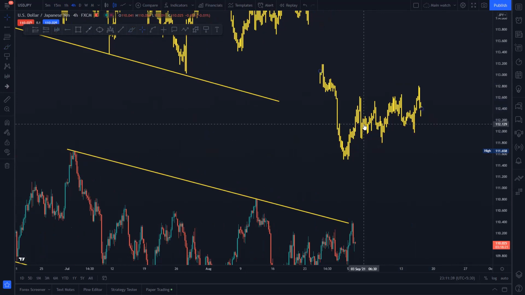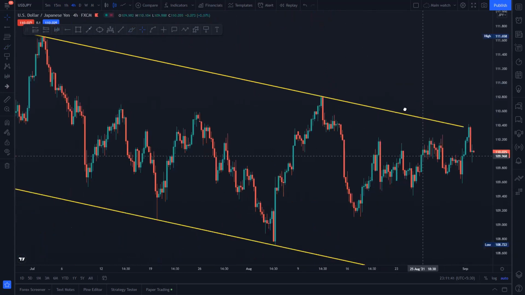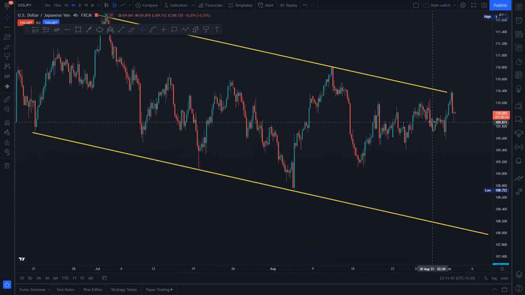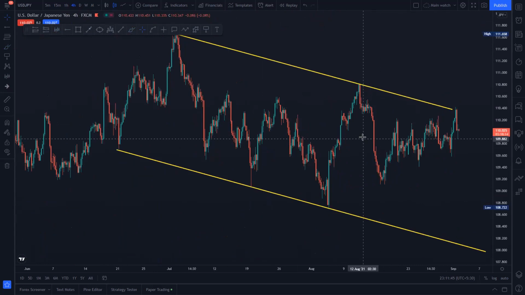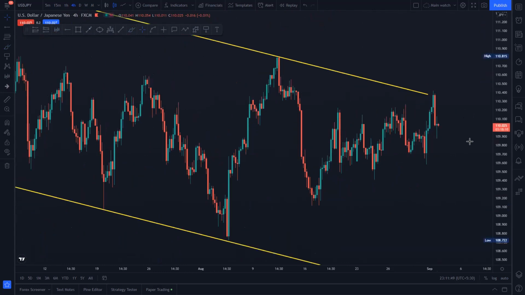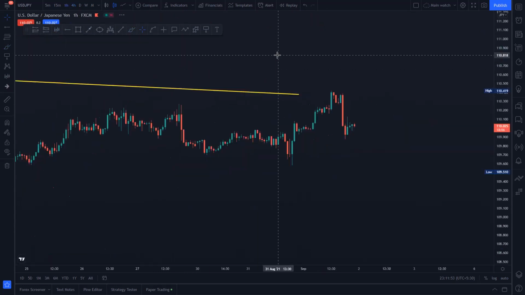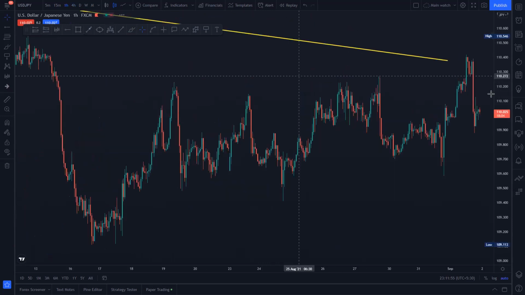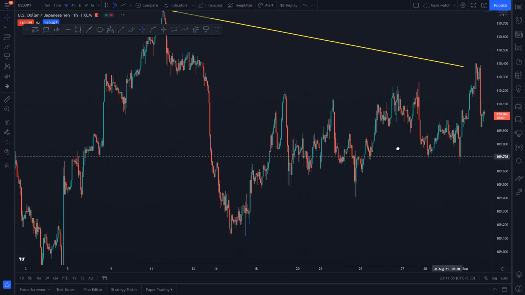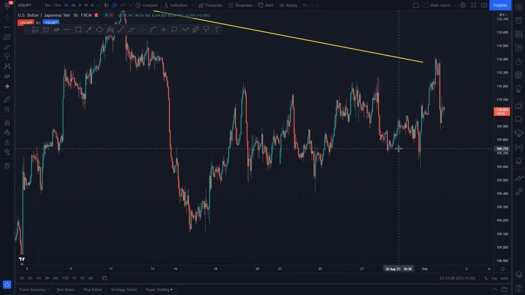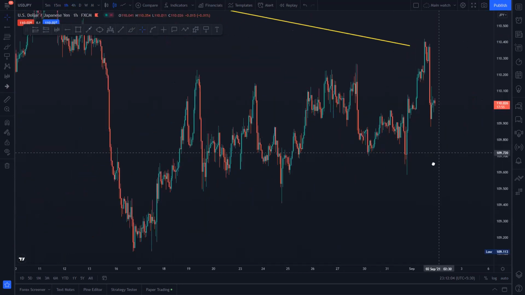Let me give you a perspective on this, because this correction also has a price action structure. If you look at this, the overall trend is to the downside, and the price is at the top of the structure. When you move into the smaller time frame, you can see a different price action structure, which we call a structure within a structure, or you can call it a separate price action structure.